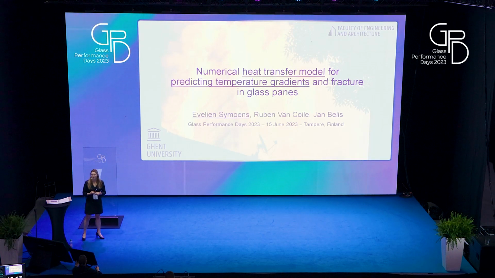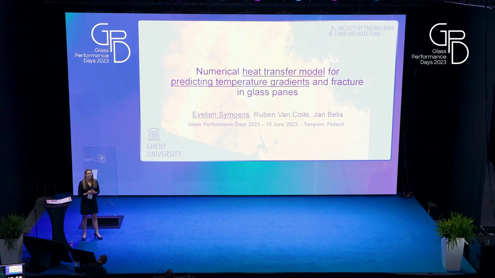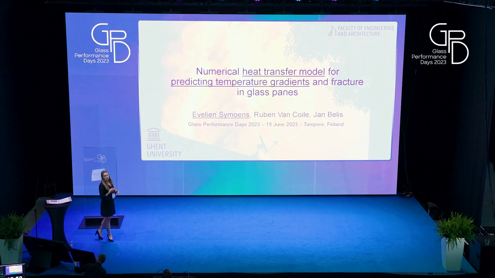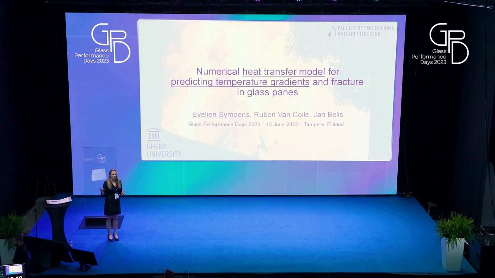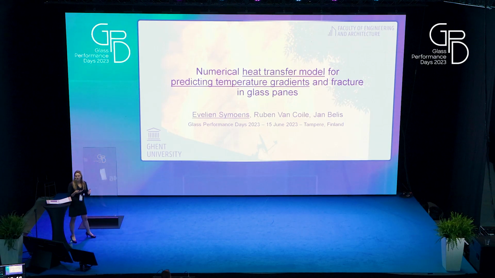So at Ghent University, we have been working on a numerical heat transfer model that is able to predict temperature gradients if we expose the glass to fire. And then when you have your temperature gradients, you can also predict the fracture.